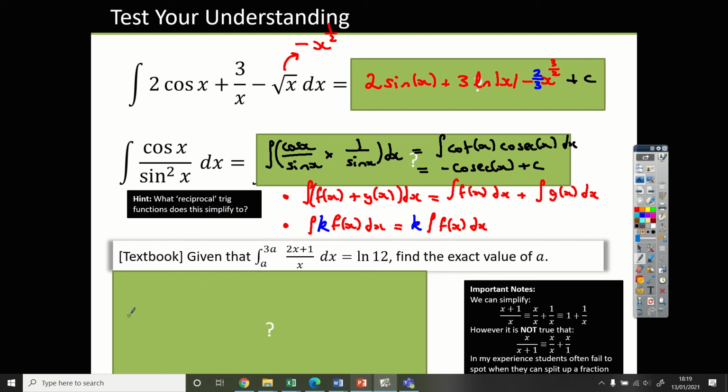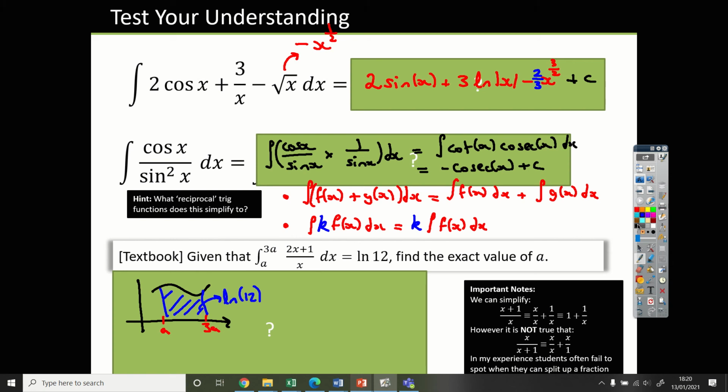So as a little diagram of what we're trying to achieve here, our function is 2x plus 1 over x, which I'm just going to draw like that. And we're integrating from a to 3a. And it's telling us that that area is given as ln of 12. So all of this stuff here, in between the bounds, is ln of 12. And we're after the value of a.